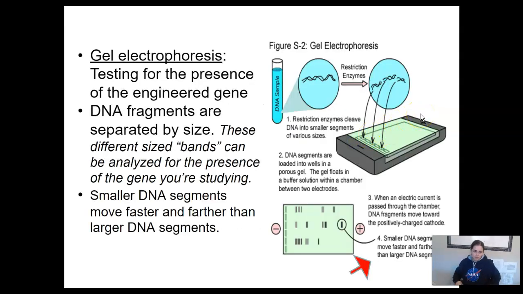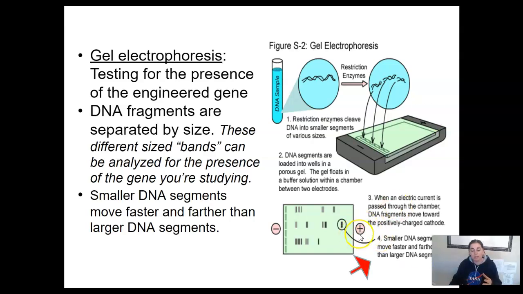Okay? One of the processes that we can do to find out if the genetic engineering has worked is gel electrophoresis. This is one thing that gel electrophoresis is used for. It can be used for other things as well, but you can use it to test for the presence of the engineered gene. Your DNA fragments are cut into different sizes and they get separated by size. So how fast they move across the gel electrophoresis plate, which is charged with electrodes so that it will attract the DNA to move down it. And the smaller fragments of DNA will go faster and farther down the plate.